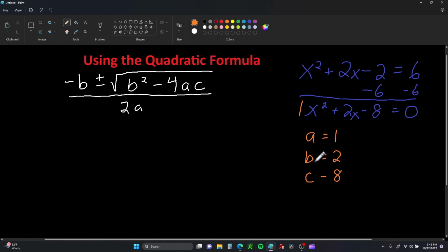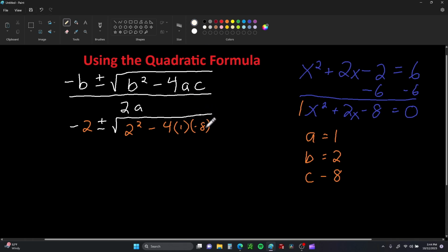Once I have these, I just go back to the original formula and I plug them in. I'll try my best to do the color coding here. So I have minus b, so that's minus 2, and then it's plus or minus the square root. And this here, the b squared is 2 squared, minus 4 times a, which is 1, times c, which is minus 8. Make sure you keep track of the negatives.